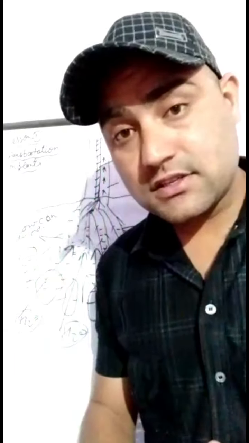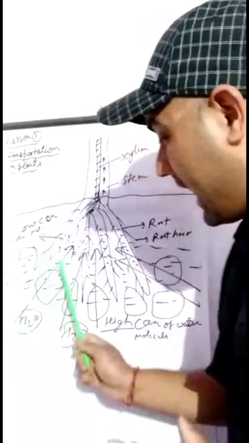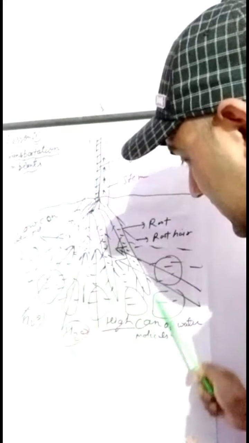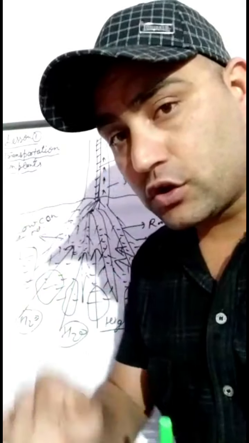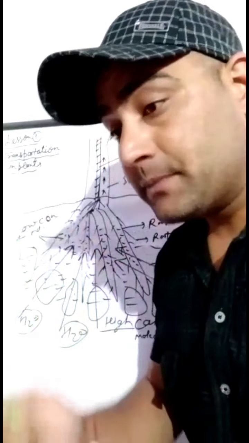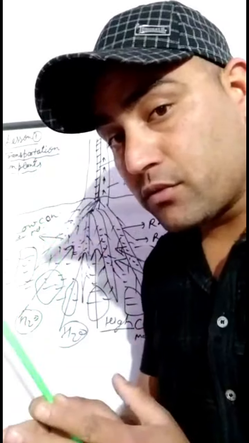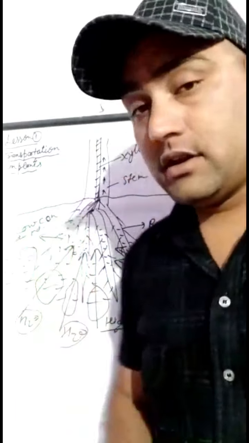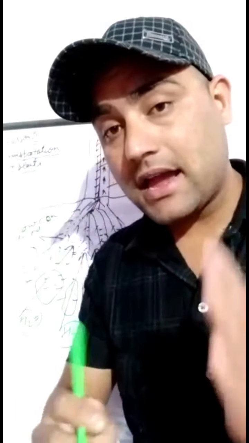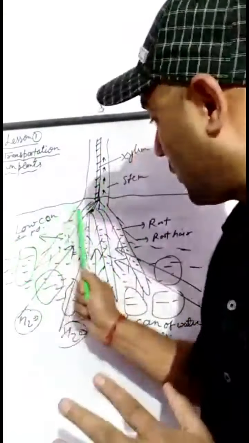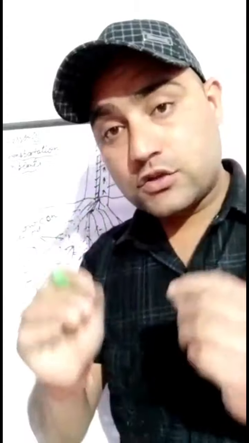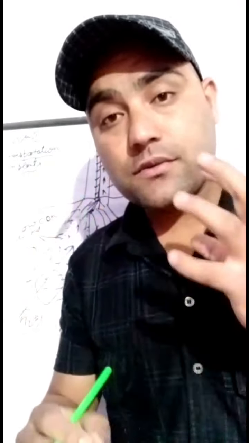So osmosis is the process in which water goes from a high concentration region. This region, soil, is the region where the concentration of water molecules is high compared to the concentration of water molecules present in root hair. Understand? So water goes from higher to lower region, means from soil to root, not from root to soil. So this is osmosis. So by osmosis, the plant transports water.